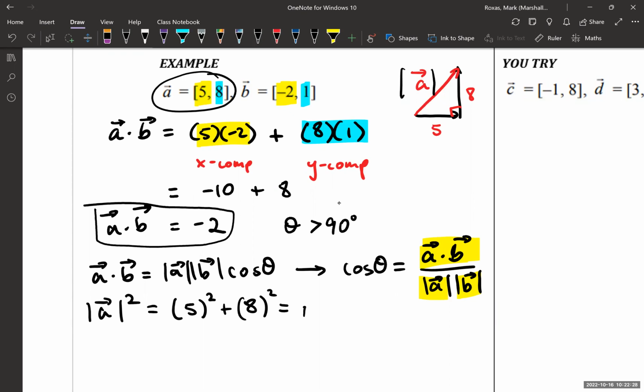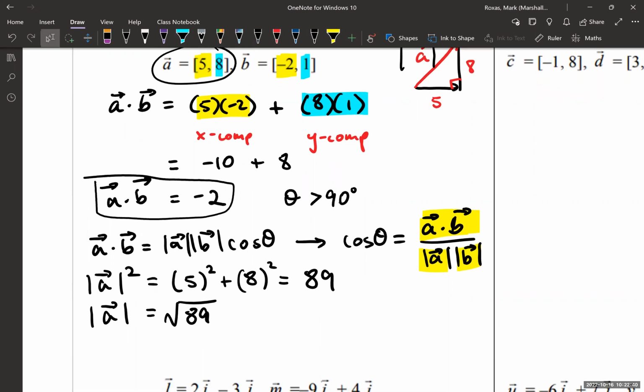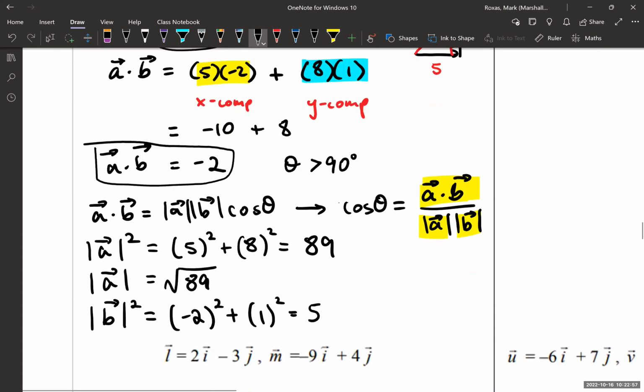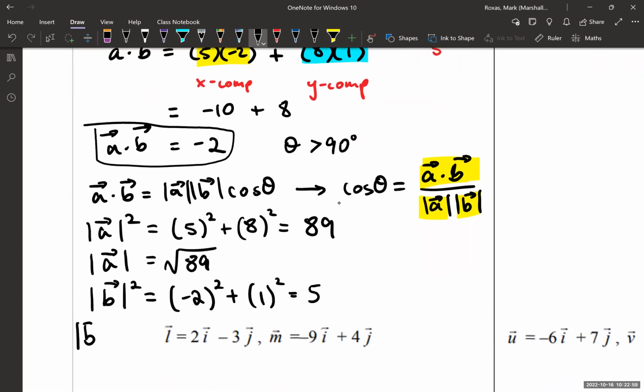89. And so if I wanted to find the magnitude of A, I just take the square root of 89, because the magnitude of A squared is 89, so the square root would be the magnitude of A. Similarly, I can find the magnitude of B by taking the components of B and squaring them: -2 squared plus 1 squared, which is 4 plus 1, which is 5. And so the magnitude of B is the square root of 5.